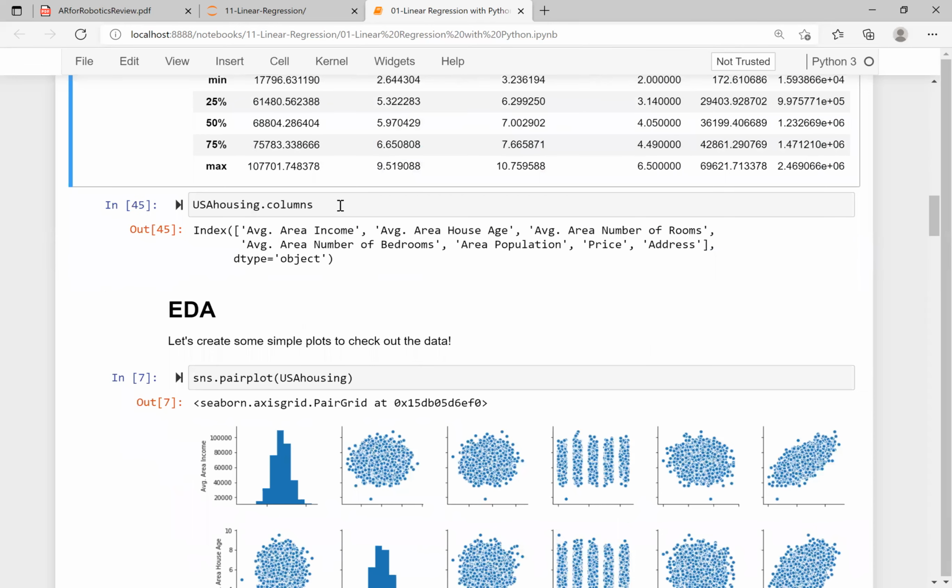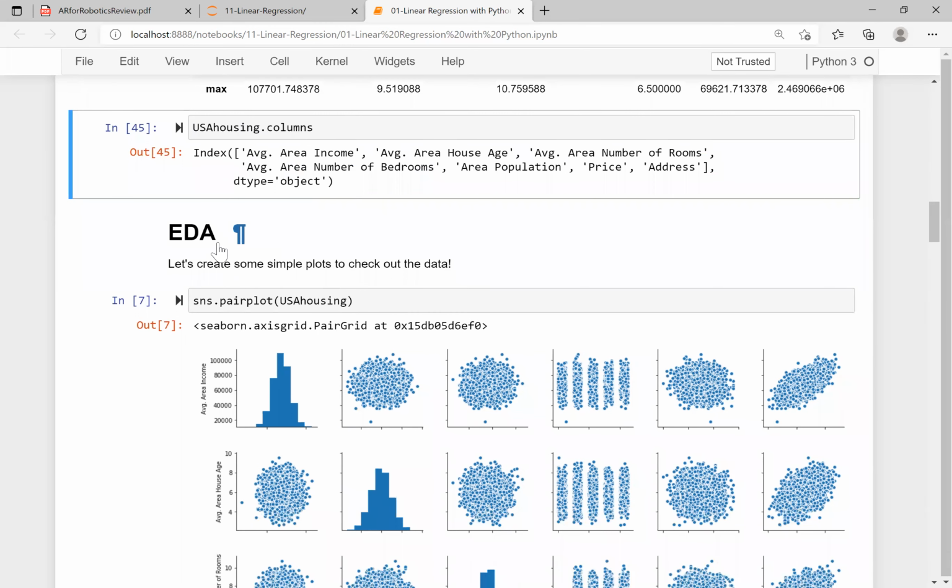Now, just to get the names of all the columns, I can do the USA housing data frame dot columns. I'm just trying to give you a revision of pandas, where you can go back quickly and use it here. So I want to see what the columns are, and I can use it like this.